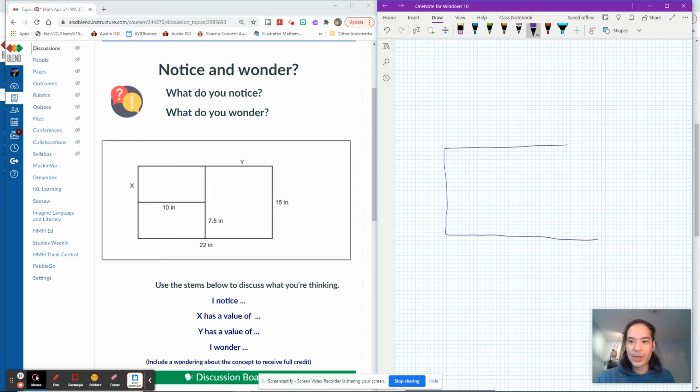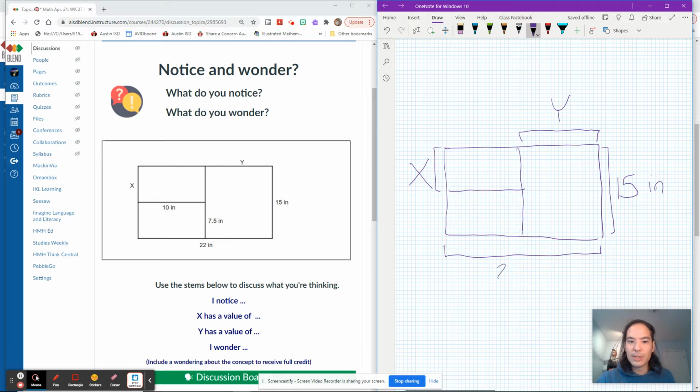All right, so if we're looking at this image, I'm just going to try and draw it roughly over here. It's probably not going to look the same, but we have our X over here. We need to figure out what this is. We have our Y over here. We need to figure out what this is. Everything else is labeled. This whole side is 15 inches. This whole side is 22 inches. This little piece right here is 7.5 inches. And then this piece right here is 10 inches.